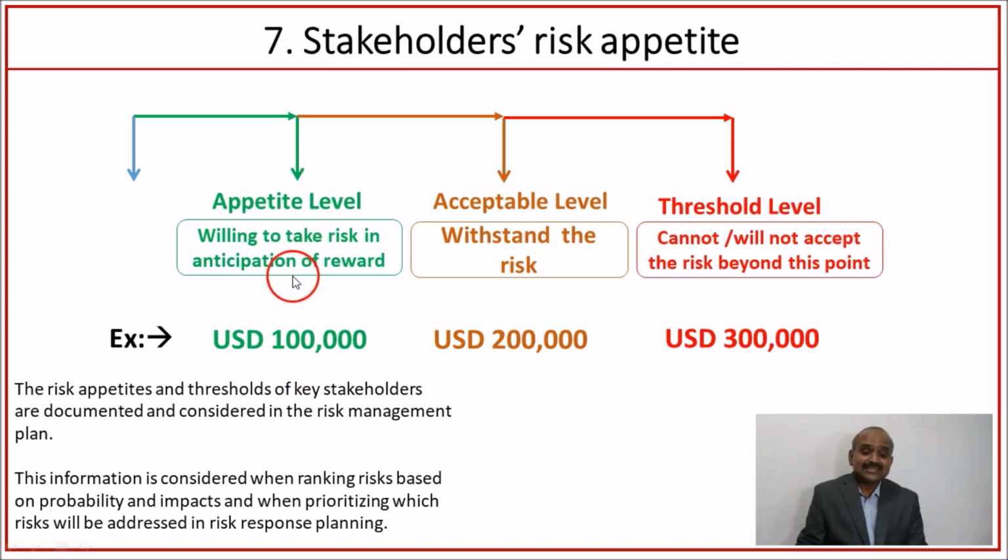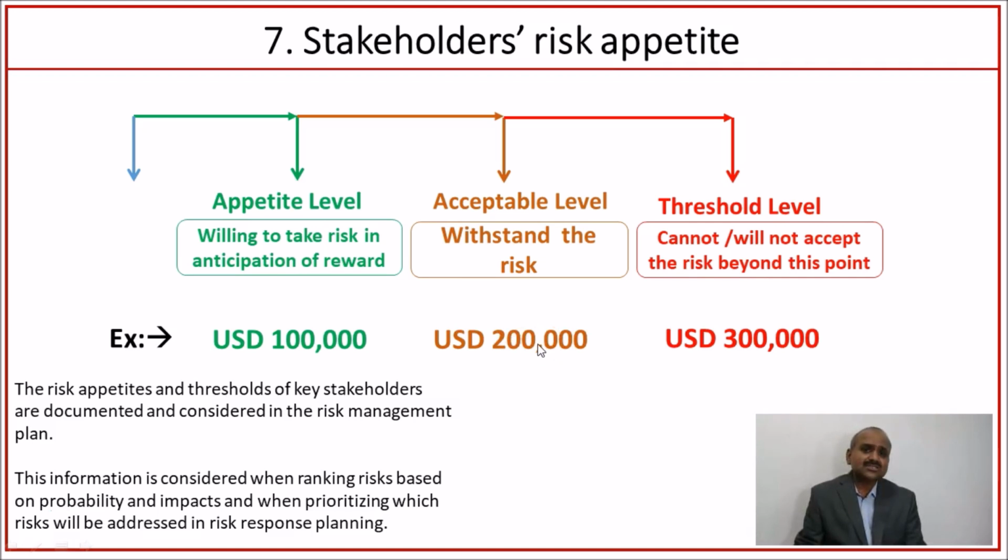Now, in case they are in a situation wherein they can't go back and they have hope, they may go up to the acceptable level. The acceptable level is the degree to which they can withstand the risks. For example, $200,000 is the amount acceptable to the board so that they can withstand the risks.